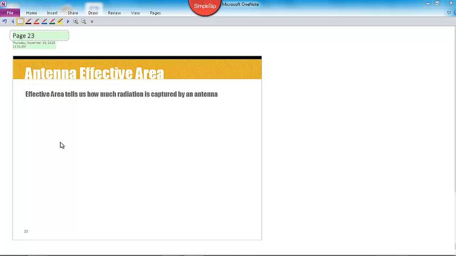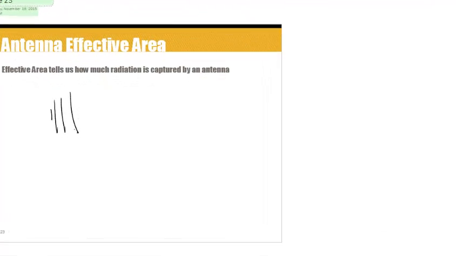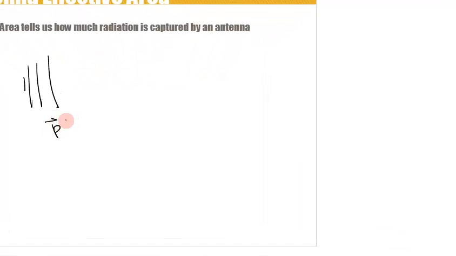The last property of an antenna that I wanted to discuss is called antenna effective area, or antenna capture area. It tells us how much radiation is collected by an antenna. When an electromagnetic wave is propagating in free space, like a plane wave, it's got a power density associated with it.